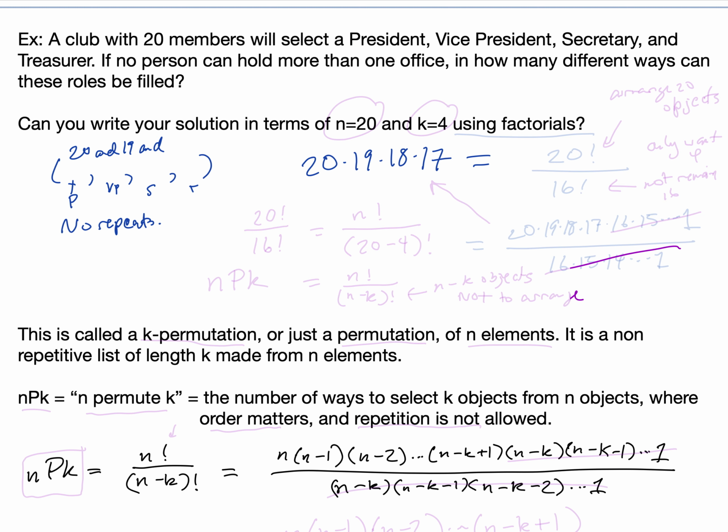But we also said, okay, can we think about this using factorials? So this was our old way of solving that problem. Could we also think about that using factorials?